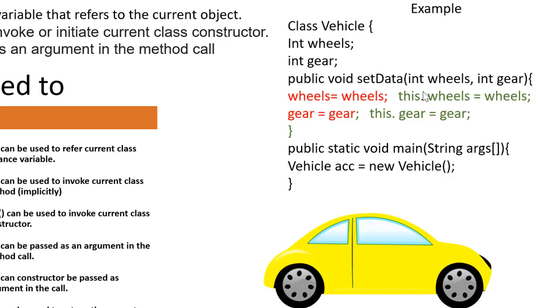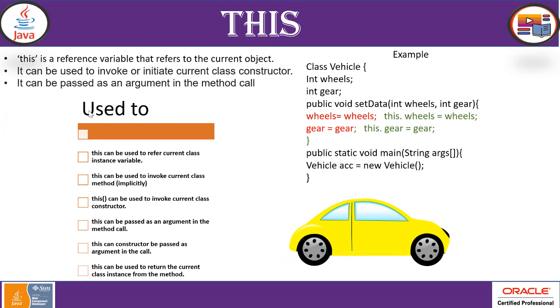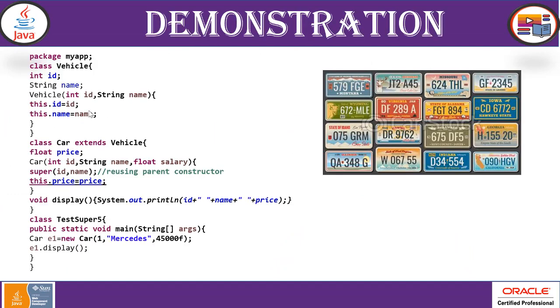Now in this way, what will happen? The compiler will see the current object, or the current class or the current constructor, check with that, and assign that value to this variable. So this is how the this keyword is very useful in such applications. Okay, now let's take a look at the demonstration.